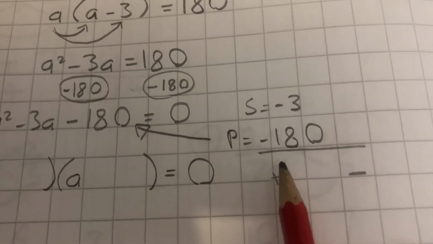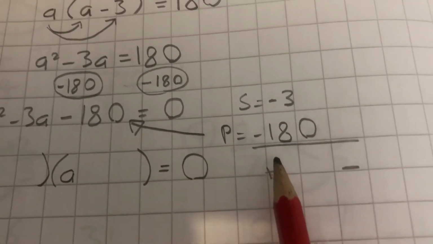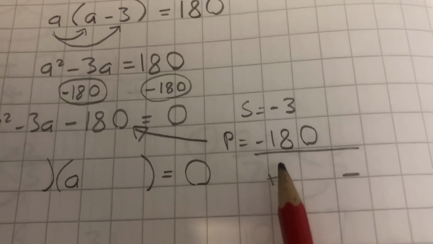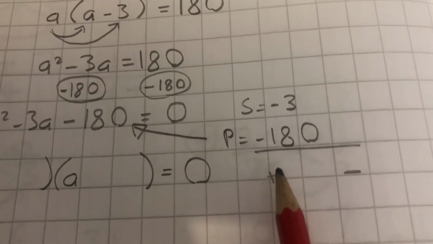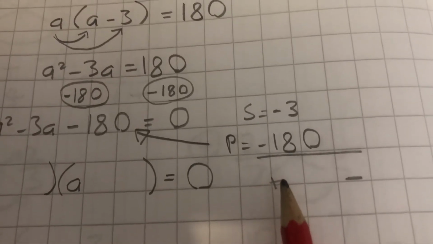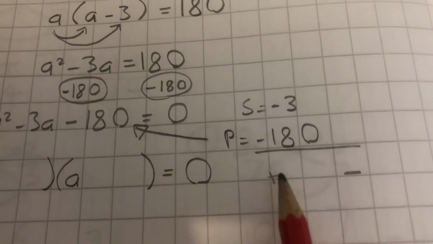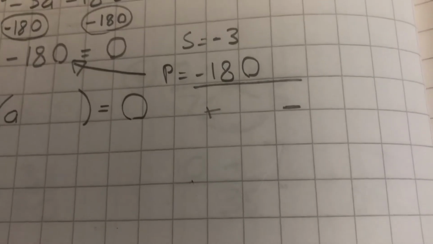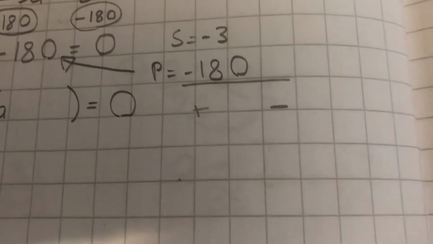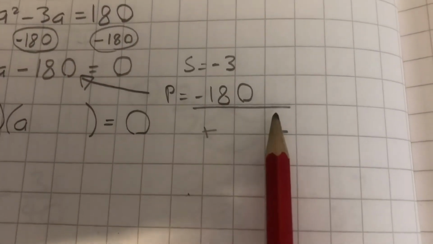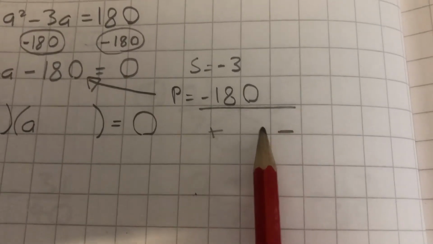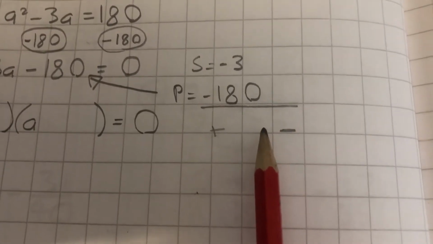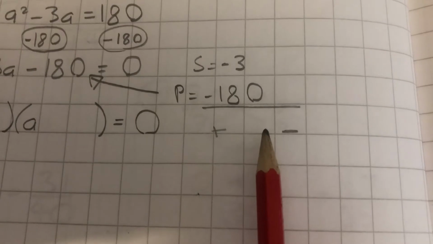There's no real point in starting from 1 and 180 and 2 and 90 and so on and so forth. We need numbers that are going to be closer together. So if I was to look at something along the lines of numbers that are closer together in the middle, for example, I would know that 10 and 18 is a combination. However, the difference between 10 and 18, there's no way of getting a 3.